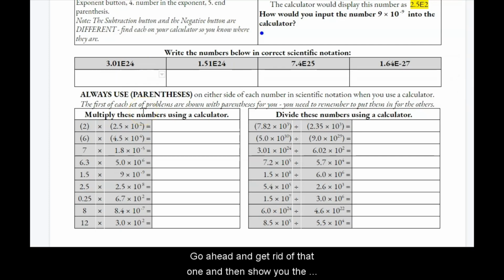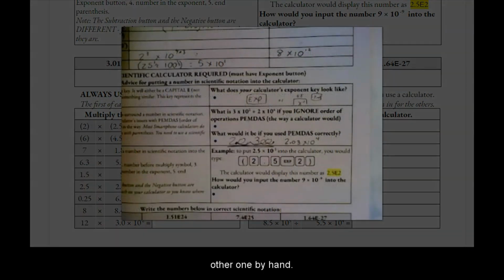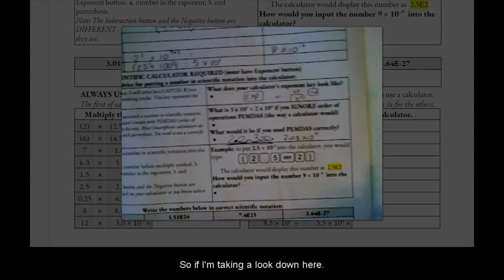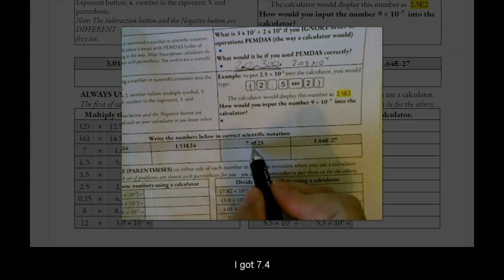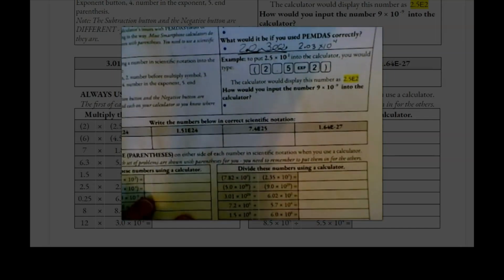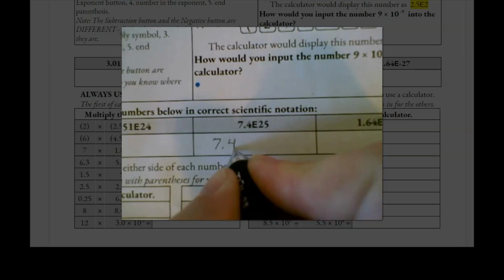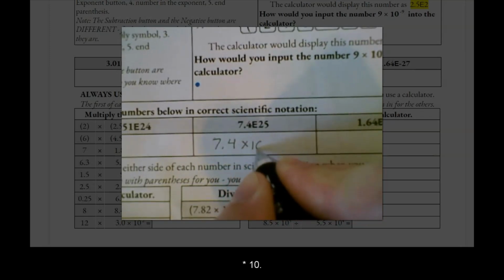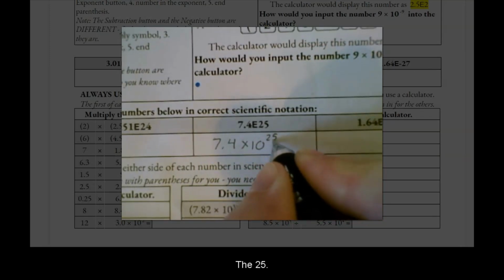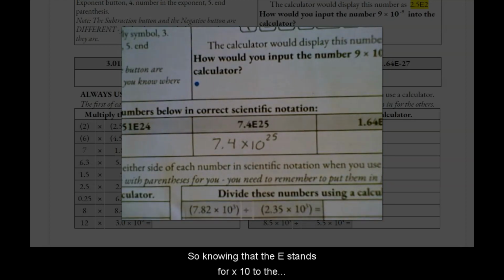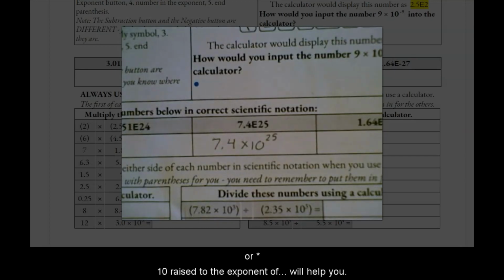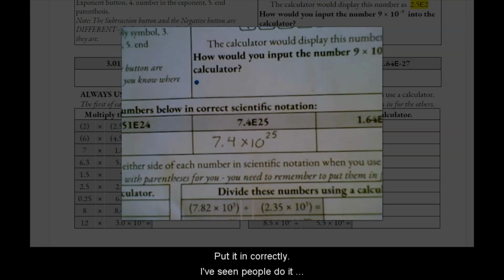So I'm going to go ahead and get rid of that one and then show you the other one by hand. So if I'm taking a look down here, I've got 7.4 E25. So that's 7.4 times 10 to the 25. So knowing that the E stands for times 10 to the, or times 10 raised to the exponent of, will help you put it in correctly.